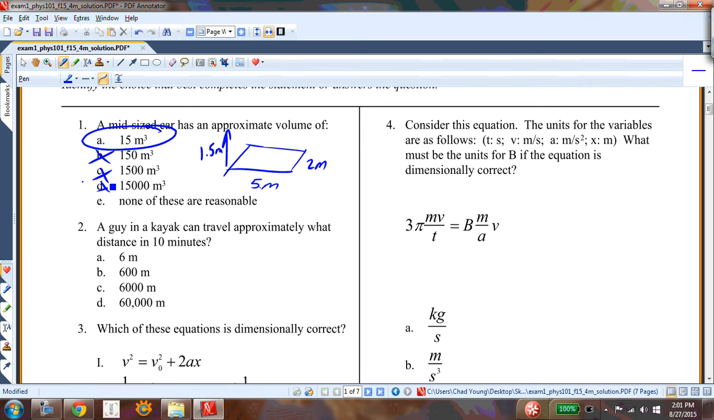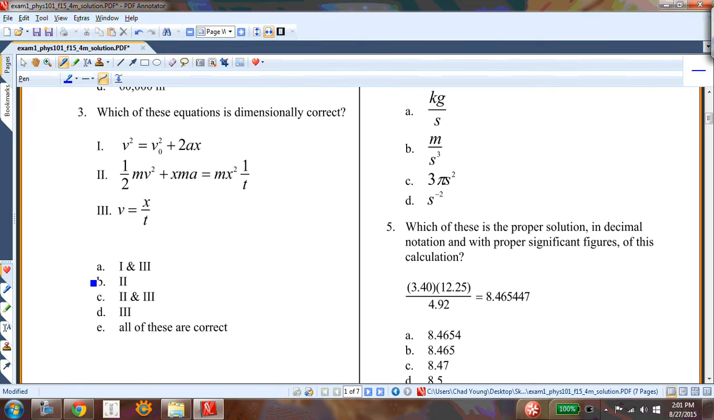A guy in a kayak can travel approximately what distance in 10 minutes? Well, let's see, it can travel about 1 meter per second in a kayak, and in 10 minutes, that is 10 times 60, that's 600 seconds. And so the seconds cancel, leaving 600 meters.